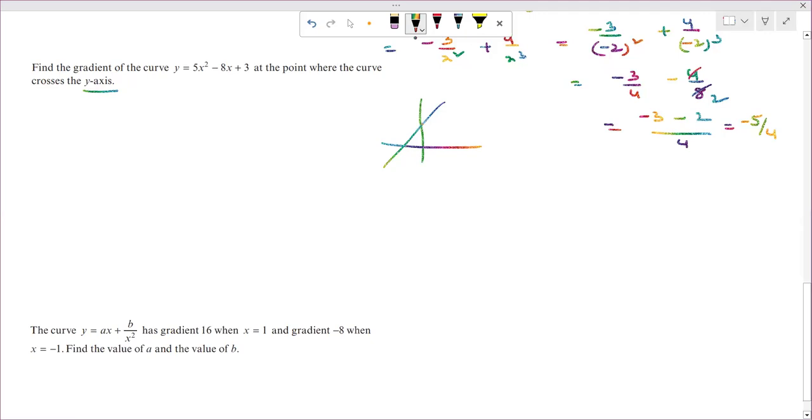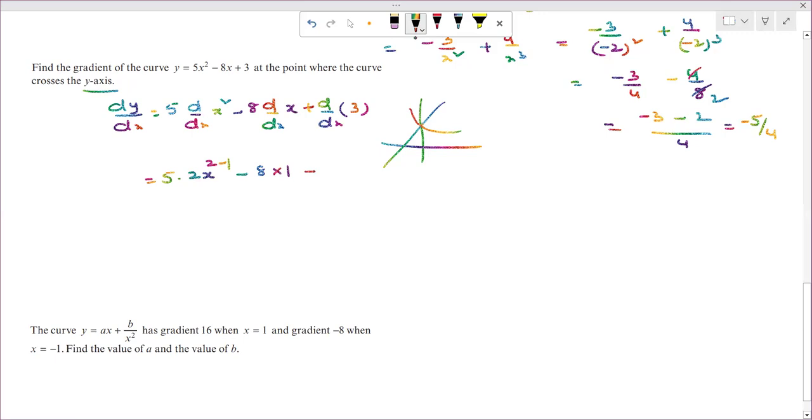Now see what I am doing over here. First of all, you find the dy by dx. 5 is a constant outside, d by dx of x square. 8 is a constant outside, d by dx of x, and d by dx of a constant. So n into x to the power of n minus 1. The differentiation of x is 1, and of a constant is 0. It will be 5 times 2, 10, so 10x minus 8. And this is dy by dx.